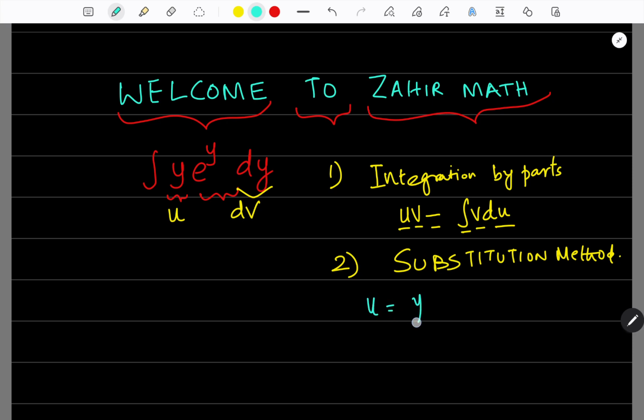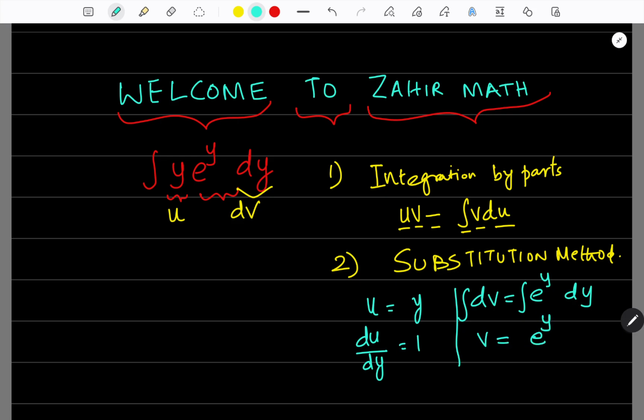u is equal to y, right? And dv is equal to e power y dy. I'm going to differentiate this one with respect to y. du by dy is equal to 1. And I'm going to integrate this one. So if I integrate, I'll get v. Integral of e power y is e power y, right? So what is the value of du in this? du is equal to 1 times dy, which is dy, right? Yes, it's ready.